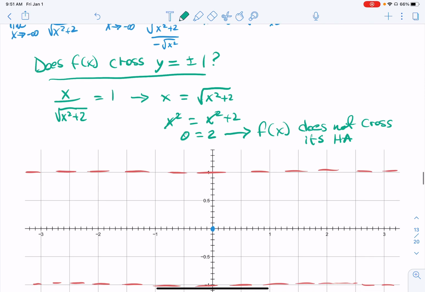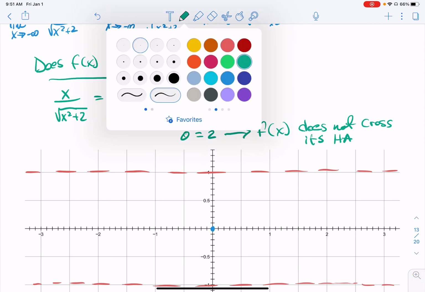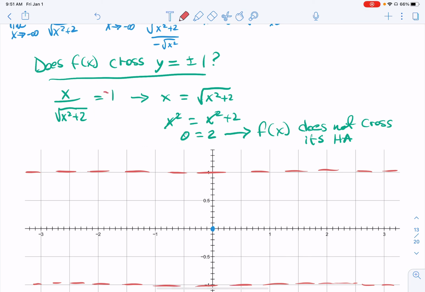Well, I only checked one, but let's see what would happen if I throw in a negative sign here. If I throw in a negative sign here, that would make this thing negative, and then when I square both sides, it becomes positive again, and I can see that it does not cross either positive or -1.